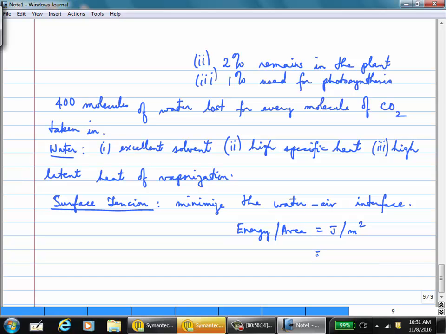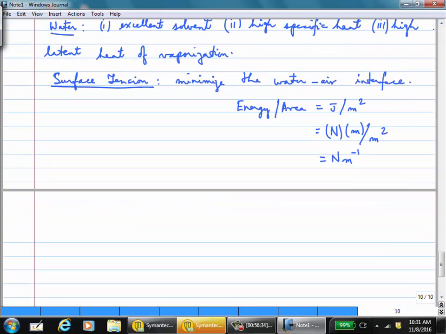But again, joules is newtons multiplied by meters, I mean, force times distance. So newton meters per meter square. So the unit of this will be newtons per meter inverse. Okay, just a dimensional analysis.